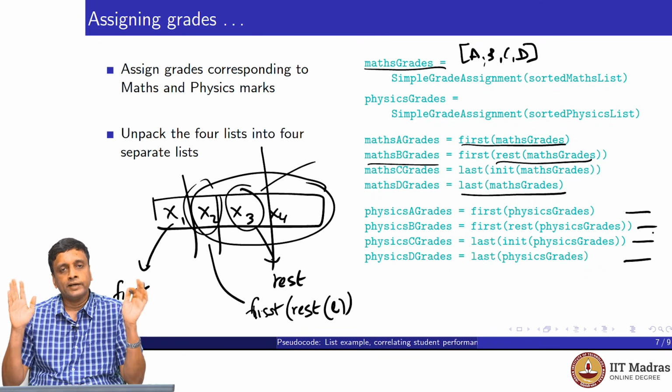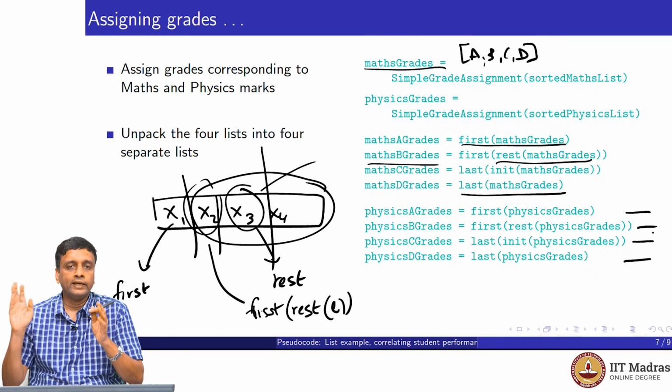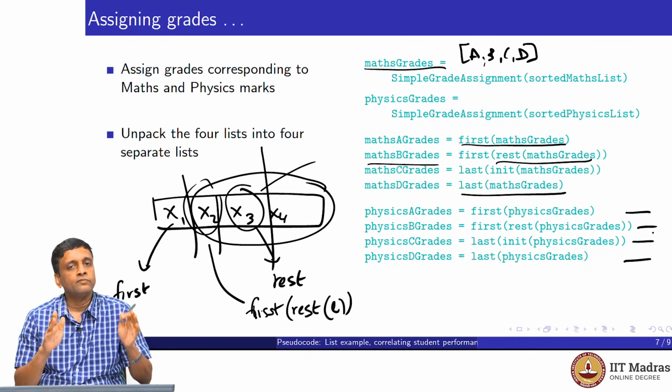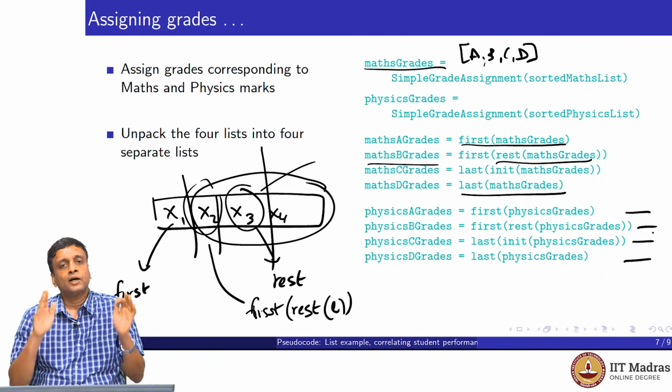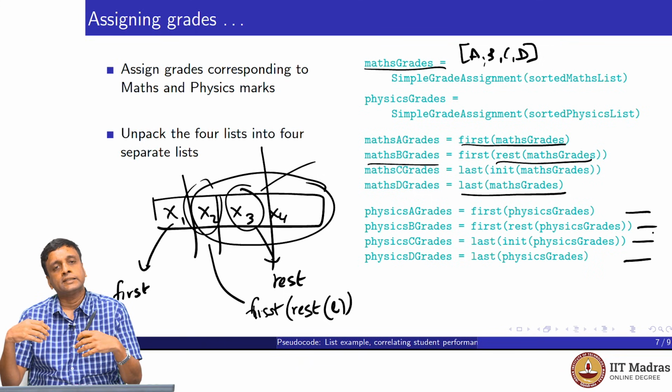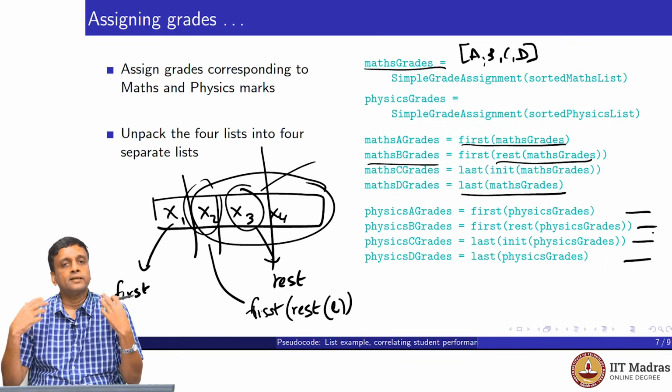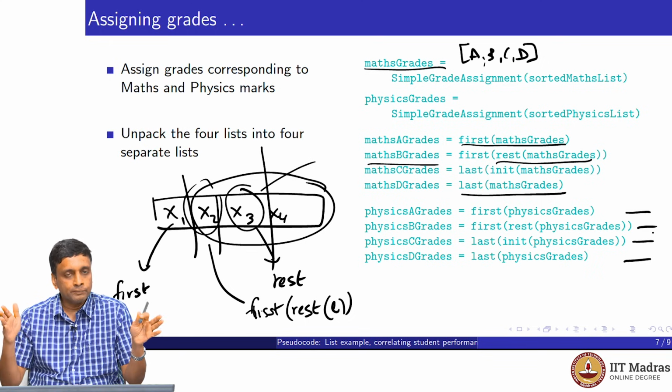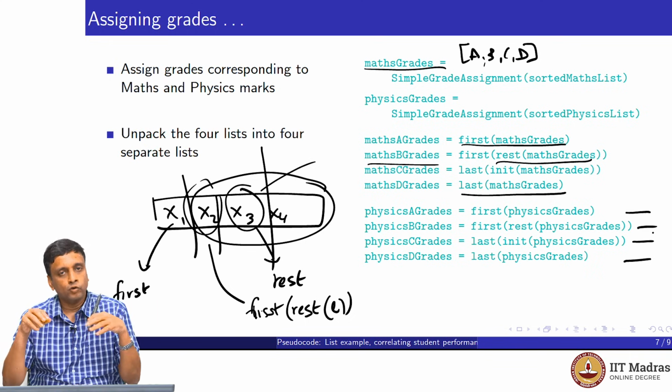We wanted to separate out the students into those who have got A in maths, B in maths, C in maths, D in maths, and those who have got A in physics, B in physics, C in physics, and D in physics, right? So after all this hard work, by first extracting the marks from the data set into lists, then sorting the lists, and then after sorting the lists, partitioning them into these quartiles and assigning grades, and then unpacking these grades back into 4 lists, we have finally got the list that we want.